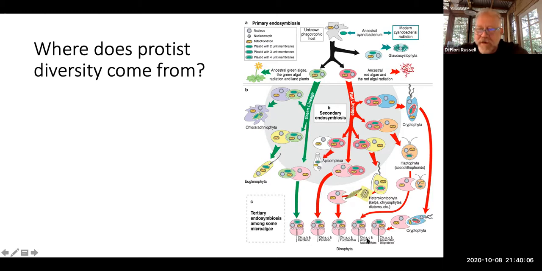You can look down at the bottom here. These are all members of Dinophyta, which are the dinoflagellates. And you can see that's a paraphyletic group. That is a group with multiple origins of different endosymbiotic events.